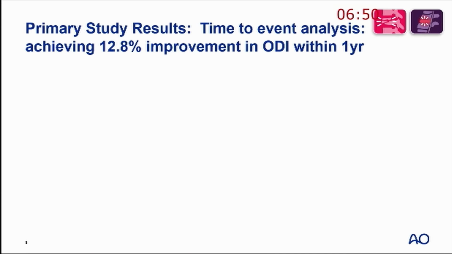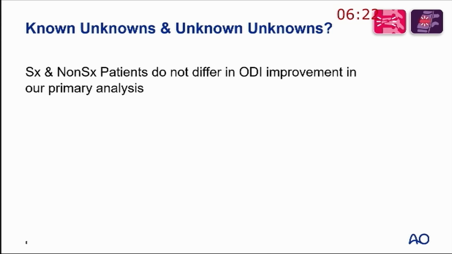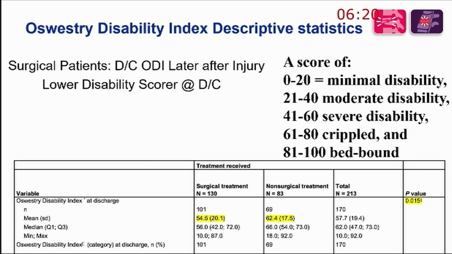So the primary results. Within the time to event analysis, a 12.8% improvement in ODI would be the minimally clinically relevant distance. And in the primary analysis, there was no difference between surgery and conservatively treated patients. This was very astonishing to me. So is everything known? No, it's not.